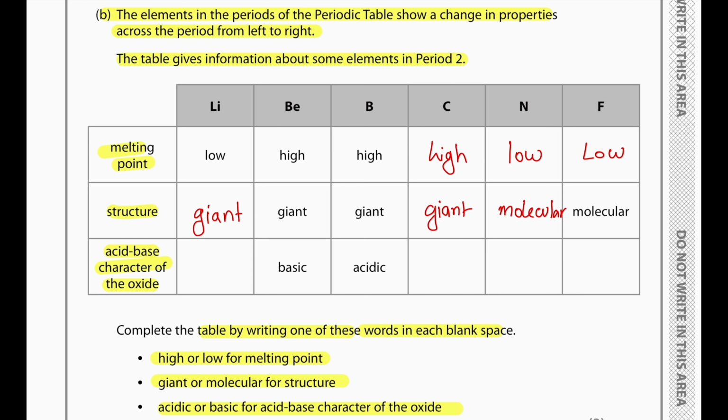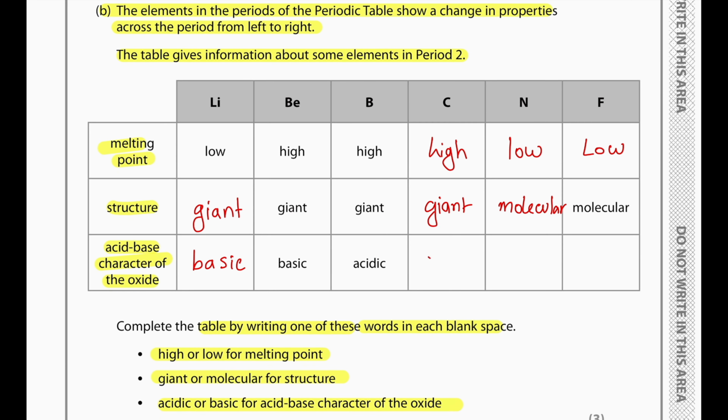For lithium, the acid-base character will be basic. Lithium oxide is basic, whereas carbon dioxide is actually acidic. Nitrogen dioxide is also acidic. Fluorine oxides definitely should be acidic because metals form basic oxides and non-metals form acidic oxides.